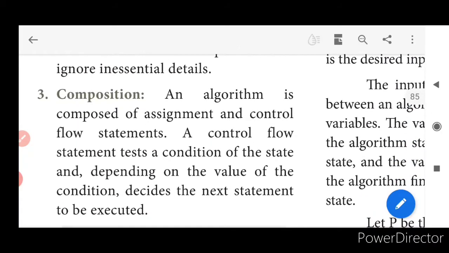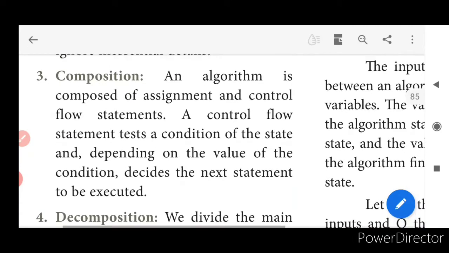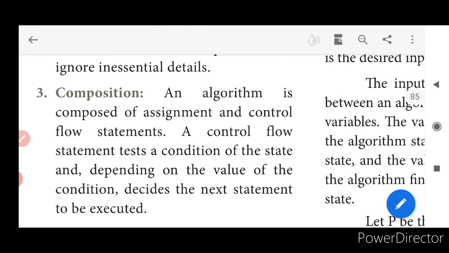What is composition? See, an algorithm is composed of assignments and control flow statements. A control flow statement tests the condition of the state and, depending on the value of the condition, decides whether the next statement is to be executed or not. So what is it actually? See, say for example, if I wanted to add a to a series of numbers from 1 to 10, fine, the value of a is going to be 0.